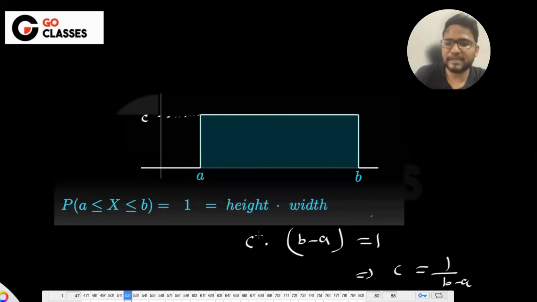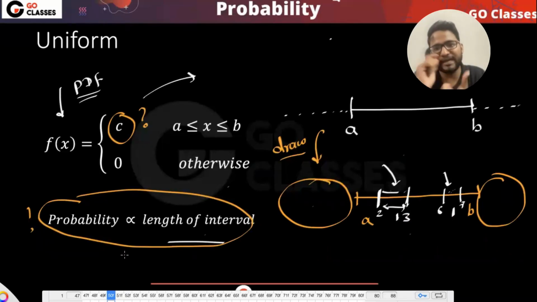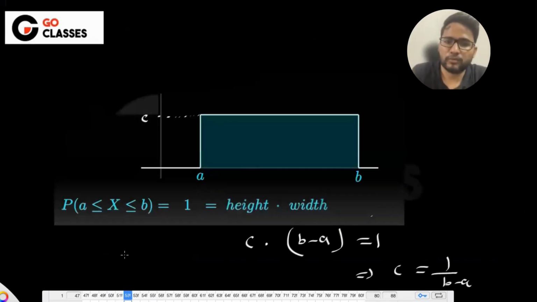Now there are two things I have stated here. One is what is the value of C. Now I know the value of C, which is 1 upon B minus A. Another thing I said is that the probability of being in any interval is basically the length of the interval only. Let's just see why it is true and why it is even making any sense.